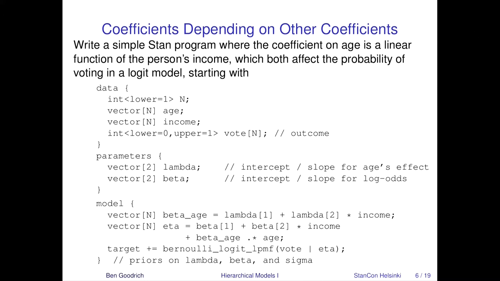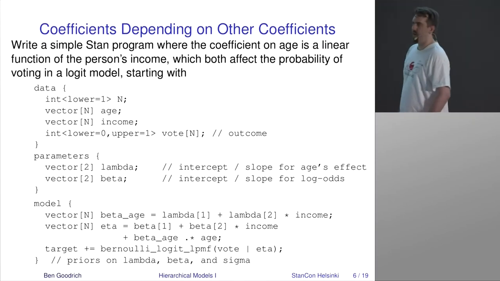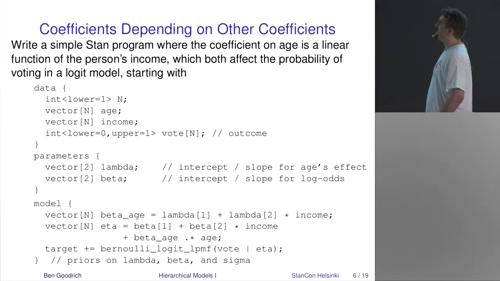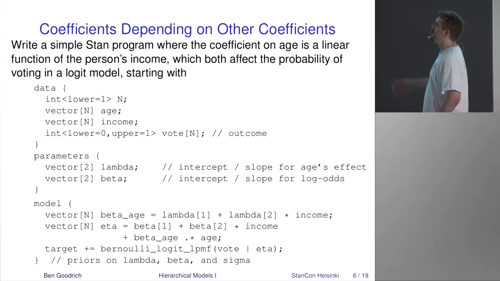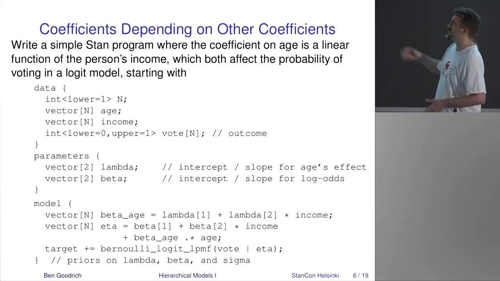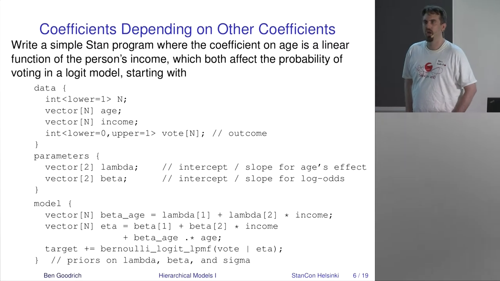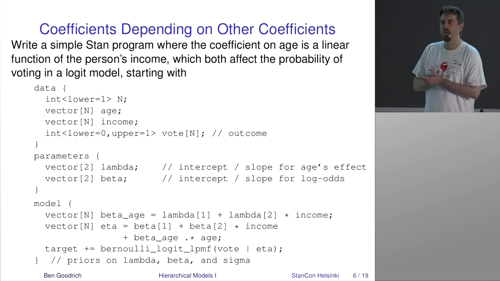So hopefully everybody at least got a chance to make a start on something like this. So here's what we were looking for. We want to define a local vector, beta age, which is the coefficient on age, and it's going to be a function of the person's income. So it has a slope, lambda 2, and an intercept, lambda 1; multiply lambda 2 by the person's income. Income is a vector of size n, so this is going to result in a vector of size n, which is going to be our coefficient on the age variable in this logit model.